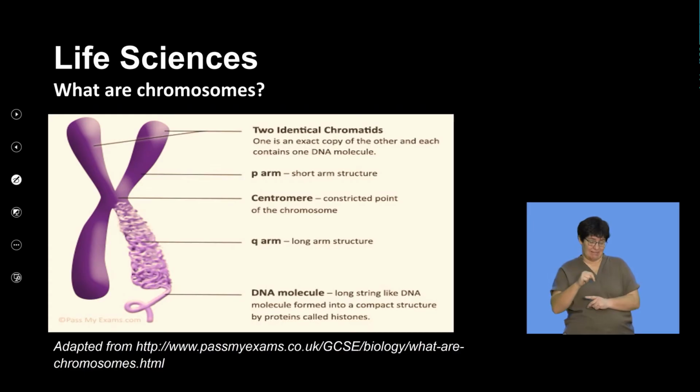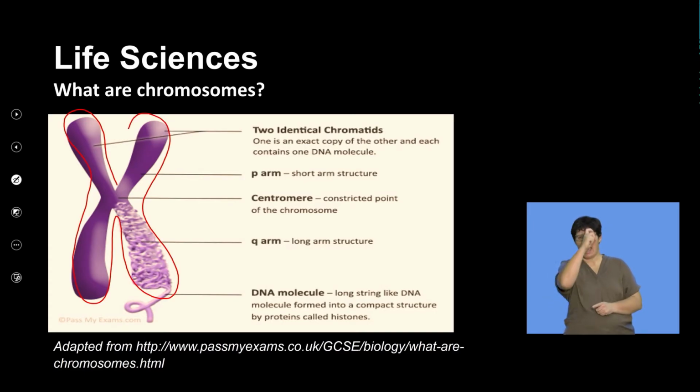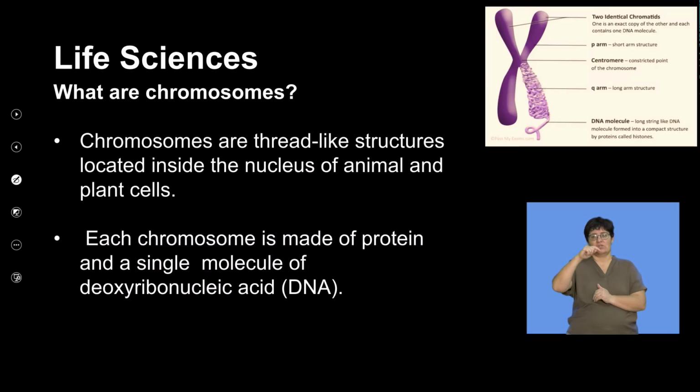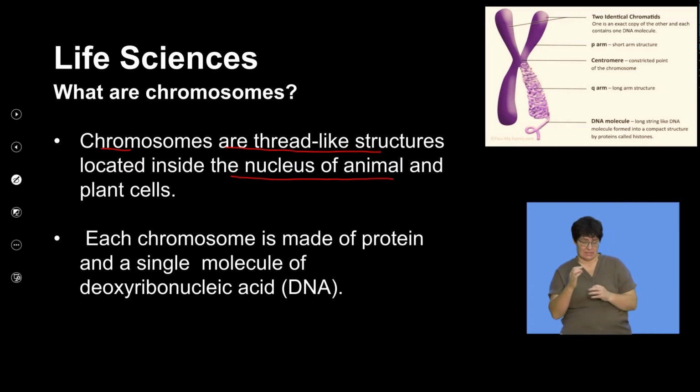It's important that we have an overview of the structure of a chromosome. We often draw this as an X-shaped structure. It's important that you understand that this X-shaped structure is essentially DNA in a complex structure wrapped around histone proteins. These chromosomes are thread-like structures that are located inside the nucleus of animal and plant cells. And these chromosomes contain proteins called histone proteins around which the DNA is wrapped.